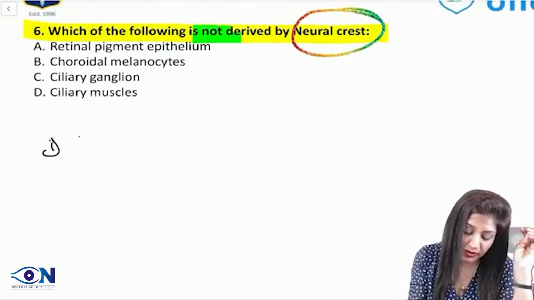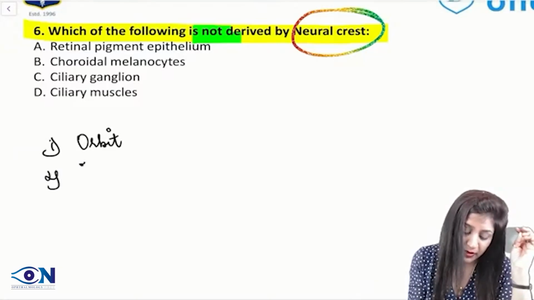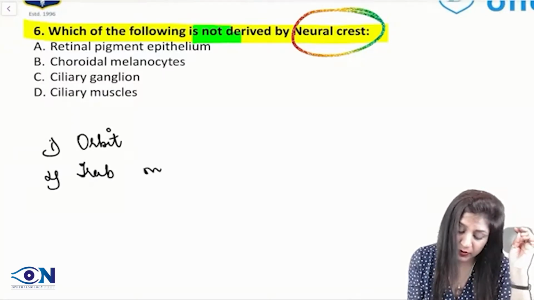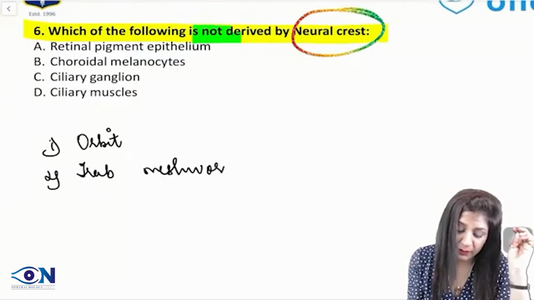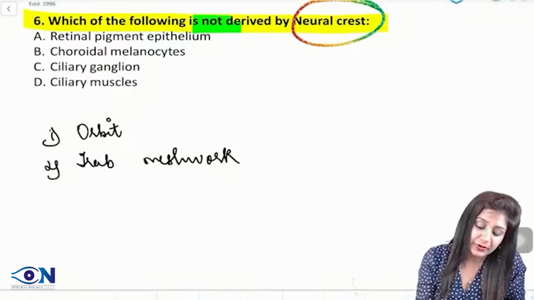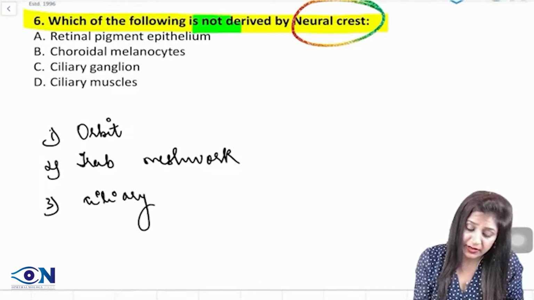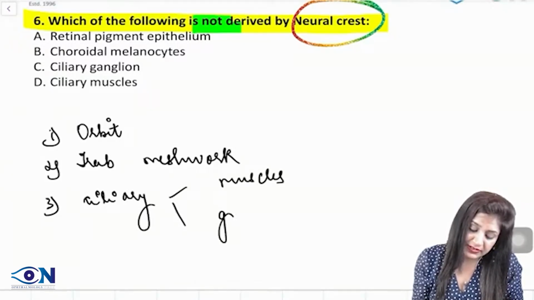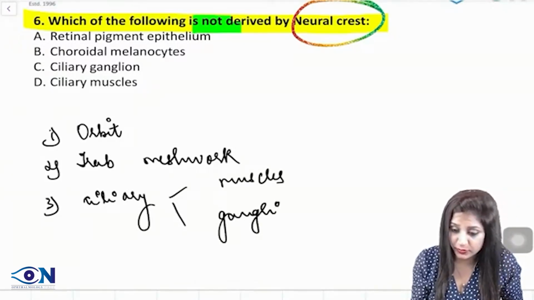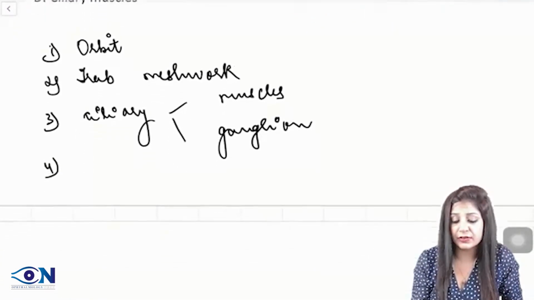We have got the orbit. So all the orbital tissue is coming from here. Trabecular meshwork, the sieve-like meshwork through which the aqueous humor drainage takes place, that is also coming from here, along with the ciliary. So here we have the ciliary muscles also, we have the ciliary ganglion also, and then what else we have in the neural crest?